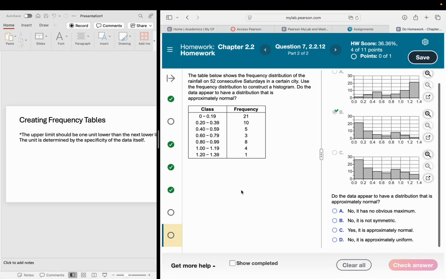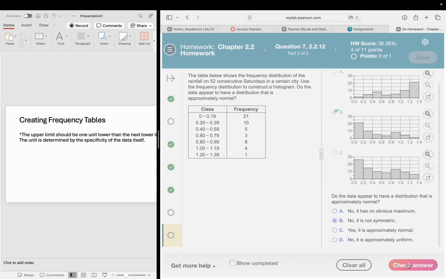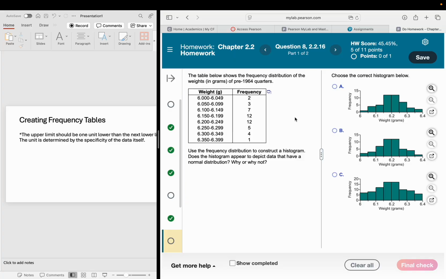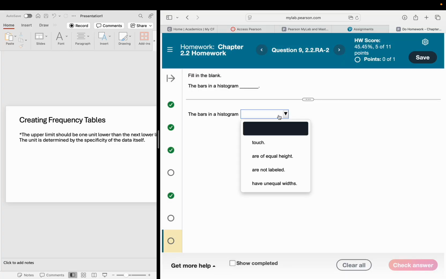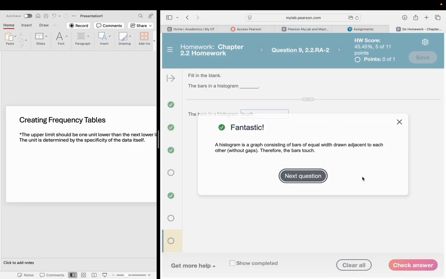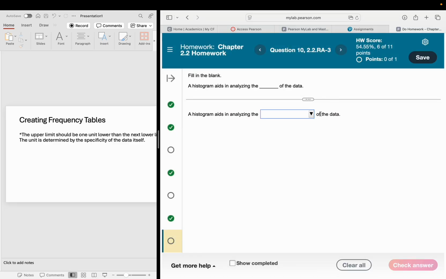And then let's see here. Is this from a normal distribution? No, it's definitely not symmetric. It's skewed to the right. All right. With that, I think we can move on. Bars in a histogram touch. So that's 2.1 and 2.2, and I'll see you for 2.3 and 2.4.